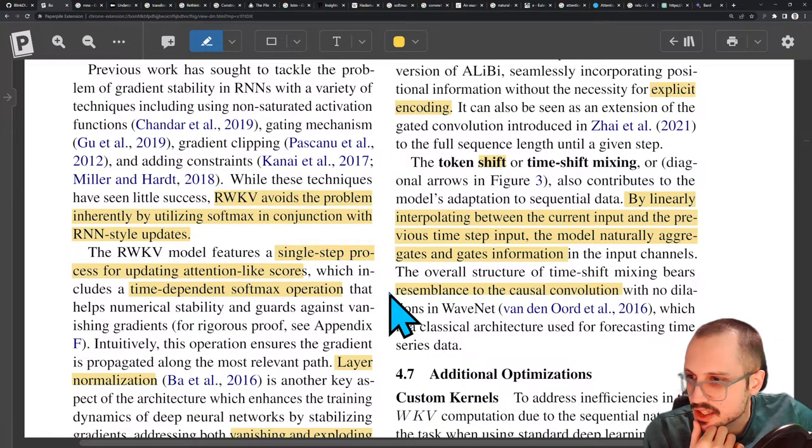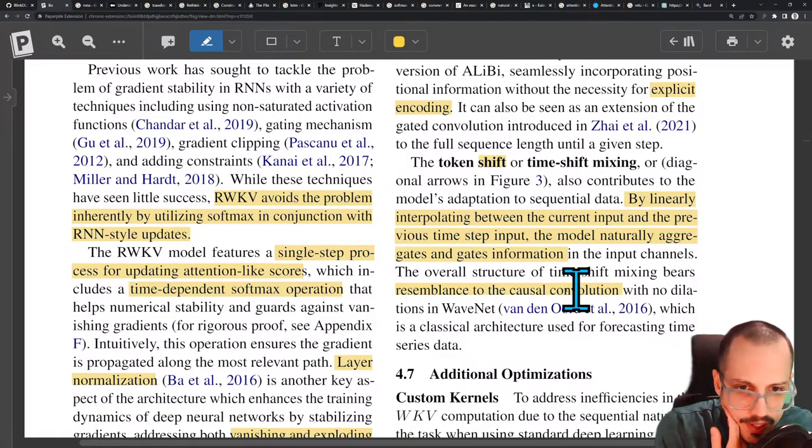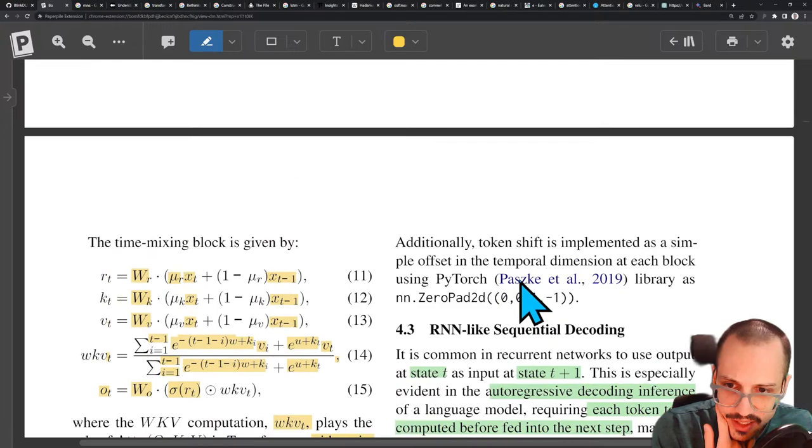Token shift is an implementation detail they should have avoided. If you look at formula 11 13, there is an X T minus 1. They just need to access data from the previous time step. Yeah. Right here, XT and then XT minus 1.